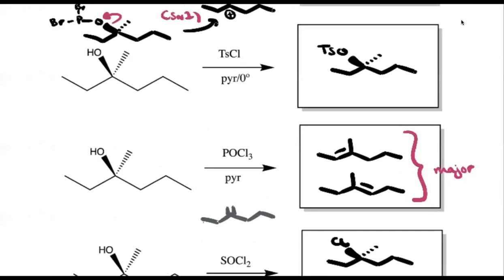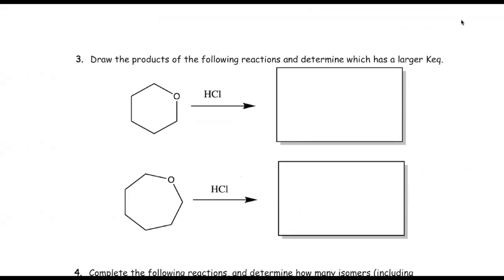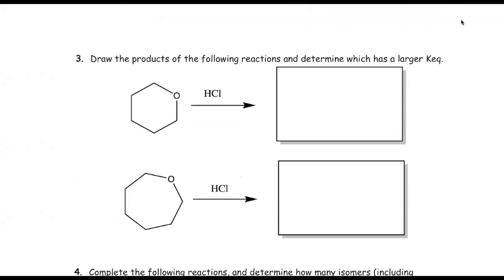All right, last page. So draw the products of the following reactions and determine which one has a larger Keq. Okay, so we have hydrochloric acid.